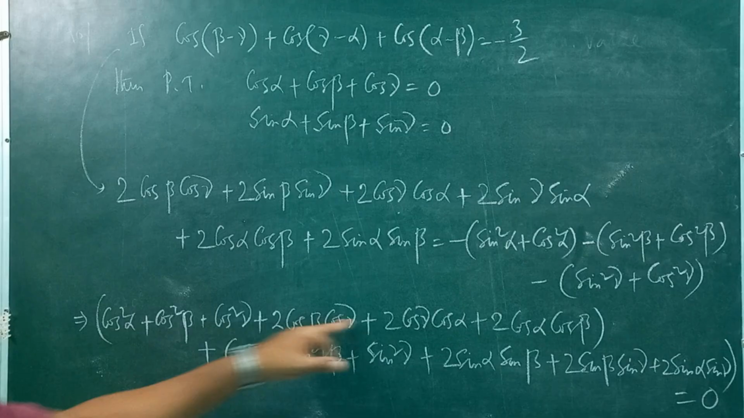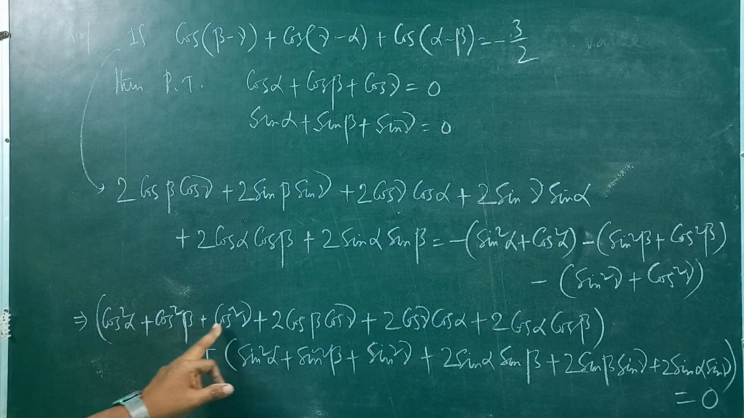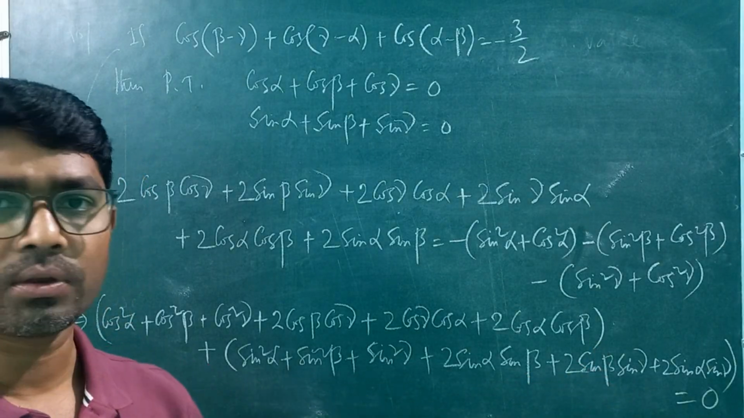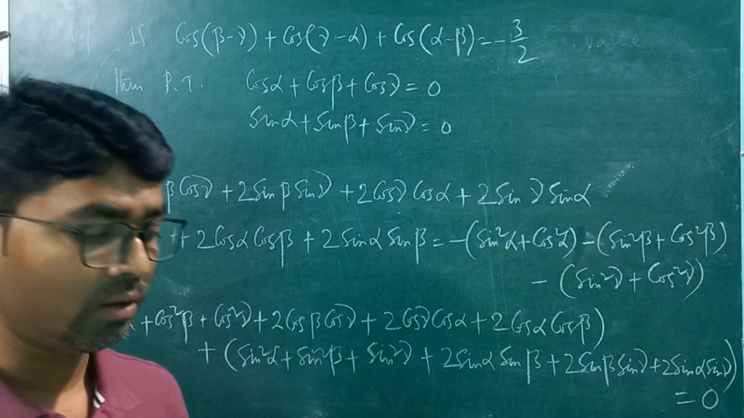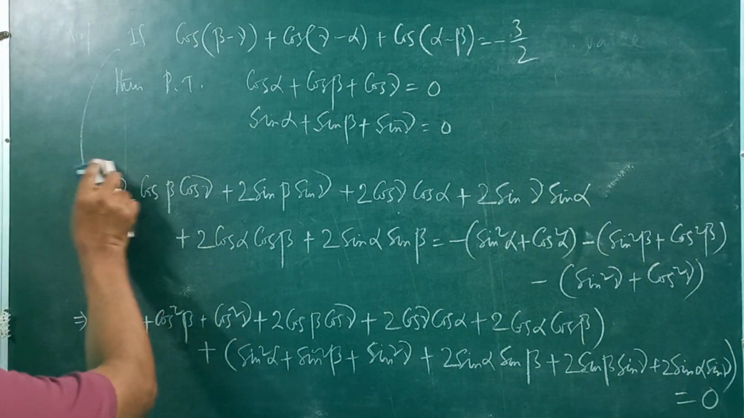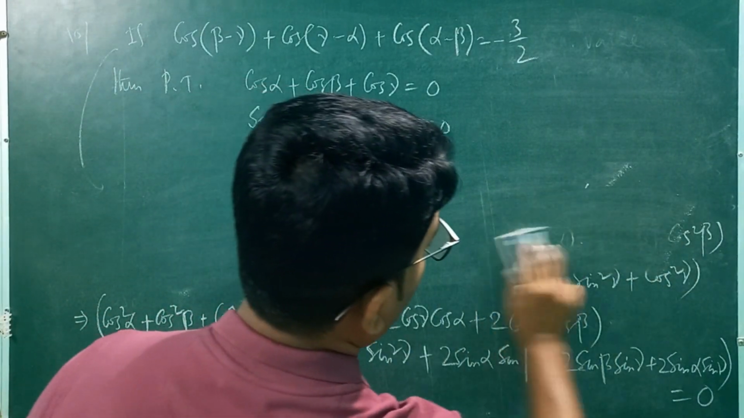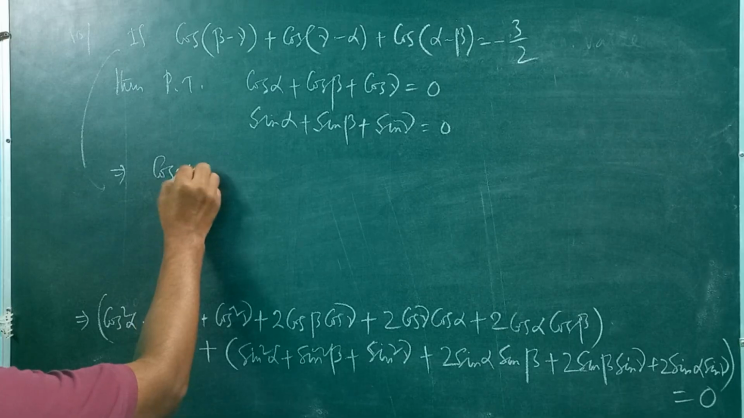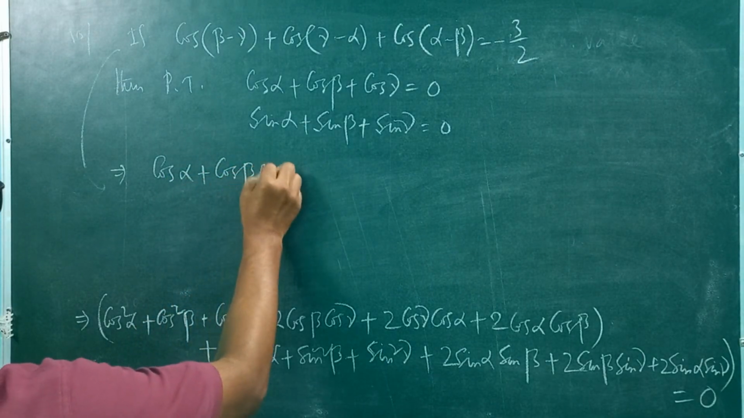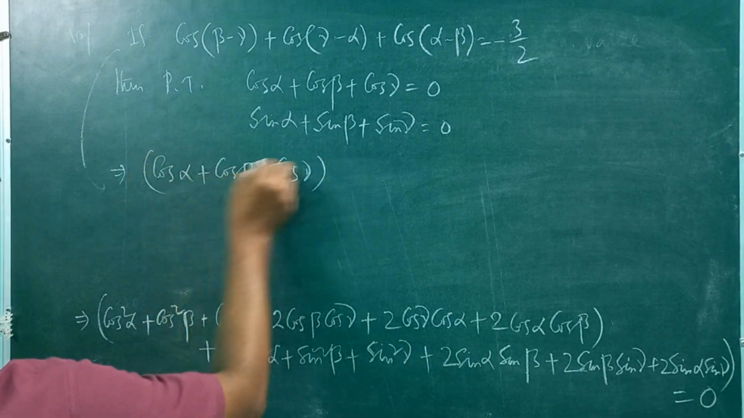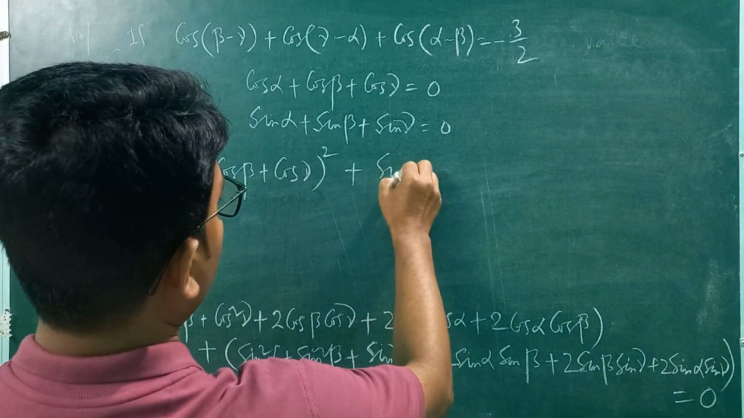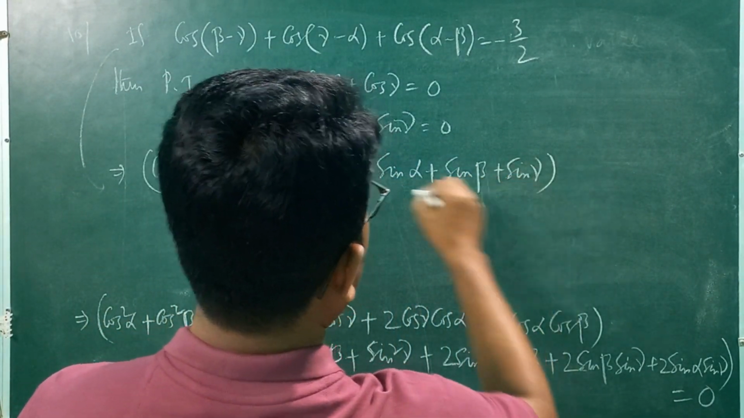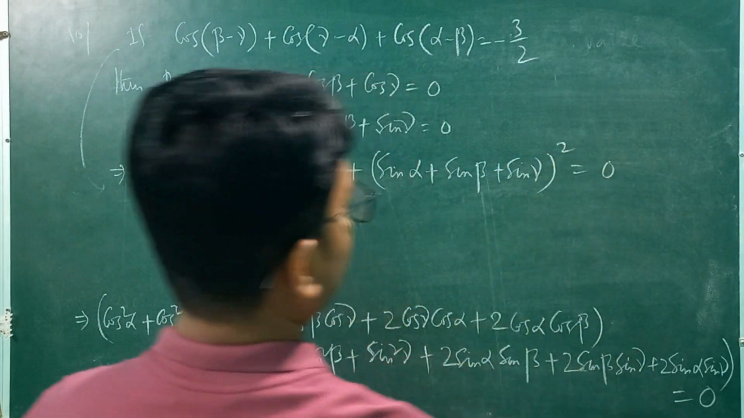Now what is this one? a square plus b square plus c square plus 2ab plus 2bc plus 2ac. That is a plus b plus c whole square. So we have got (cos alpha plus cos beta plus cos gamma) whole square plus (sin alpha plus sin beta plus sin gamma) whole square equal to 0.